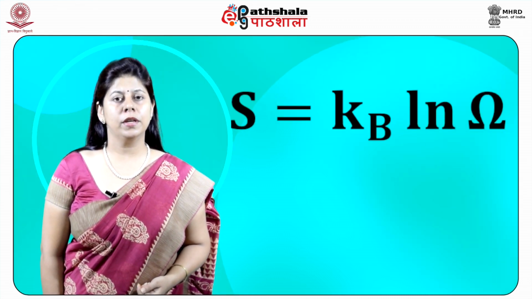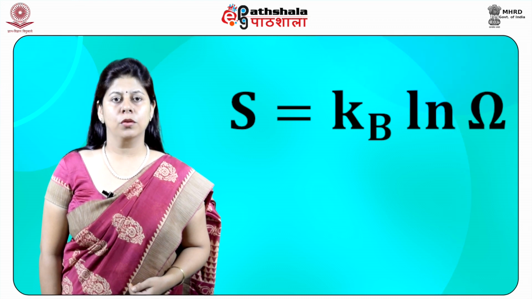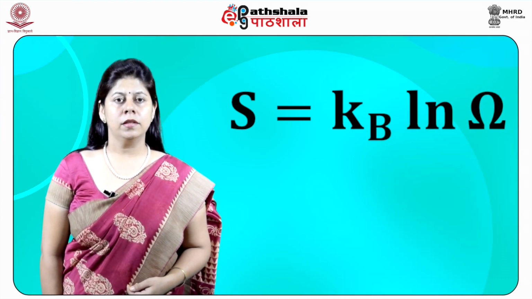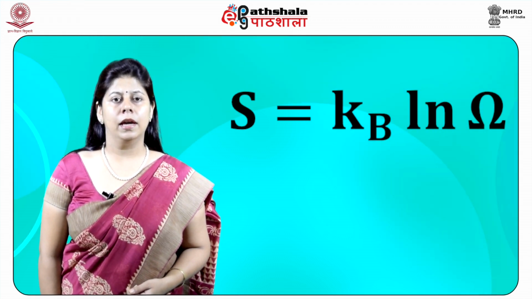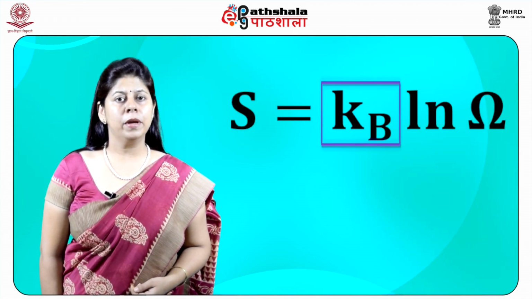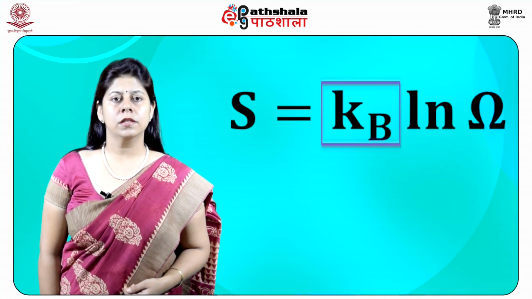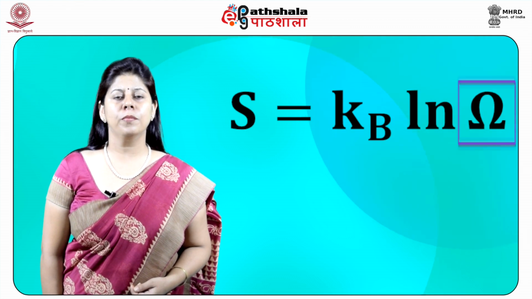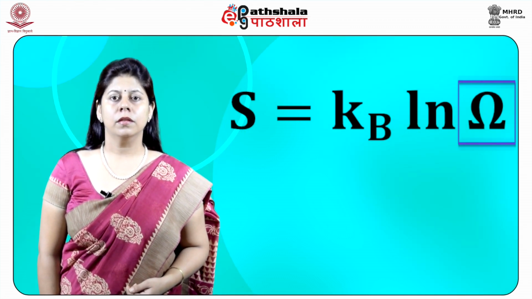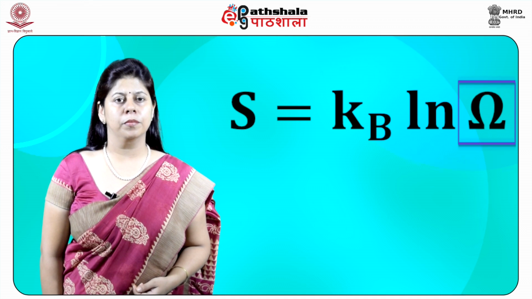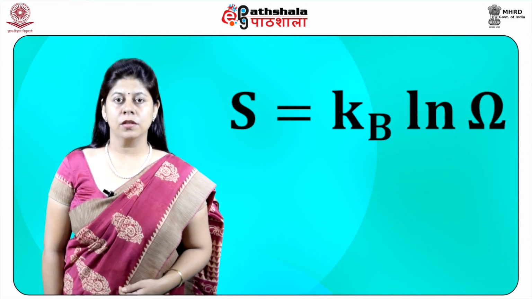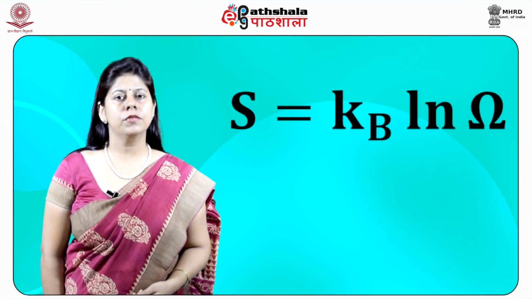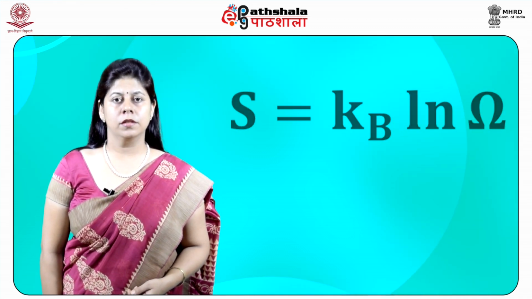The relation between entropy and the number of microstates possible for a system is given by S = kB ln Ω, where kB denotes the Boltzmann constant and Ω is the thermodynamic probability, which is the number of microstates corresponding to the given macrostate of the system. This equation is known as the Boltzmann entropy equation. It gives the quantitative definition of entropy as disorder.